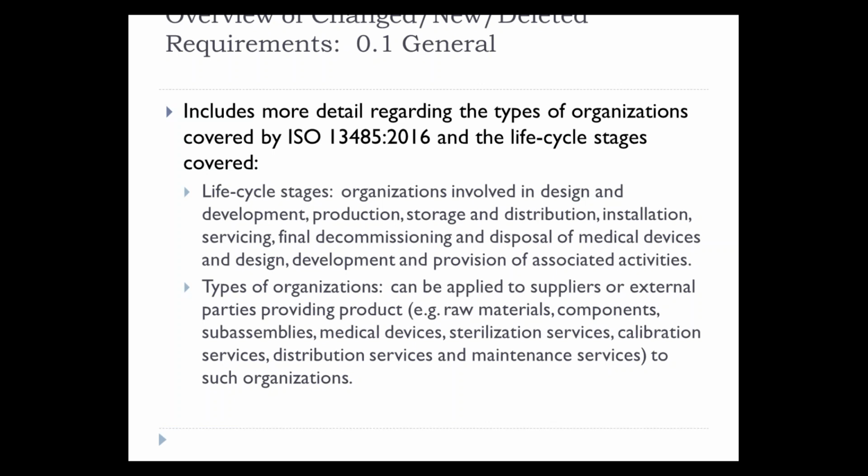Organizations that are applicable: suppliers or external parties providing product, including raw materials, components, subassemblies, medical devices themselves, sterilization services, calibration, distribution, and maintenance services are now applicable.